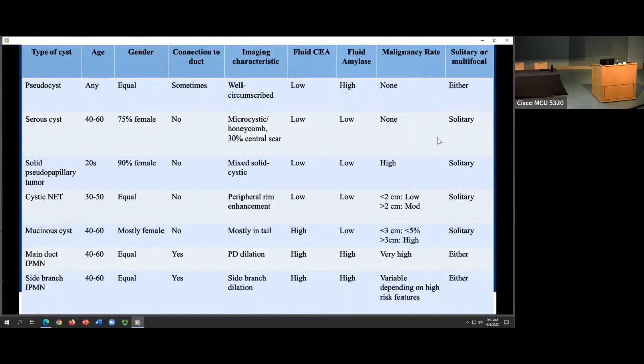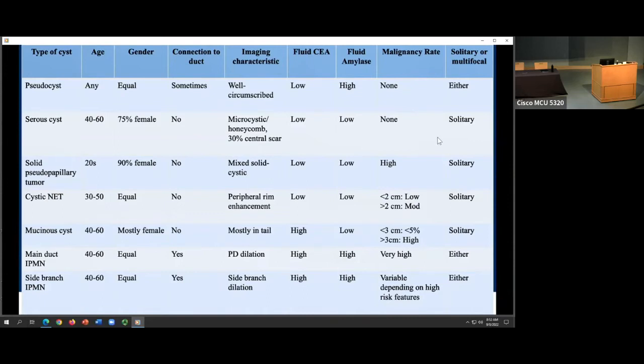Mucinous cysts are seen in mostly females between 40 to 60 years of age. These are mainly seen in the cyst. They do not communicate with the duct. And if you look at the fluid CEA and amylase levels, in mucinous cysts, the CEA is high, but the amylase is low. And again, as the cyst size increases, the risk of malignancy is higher.